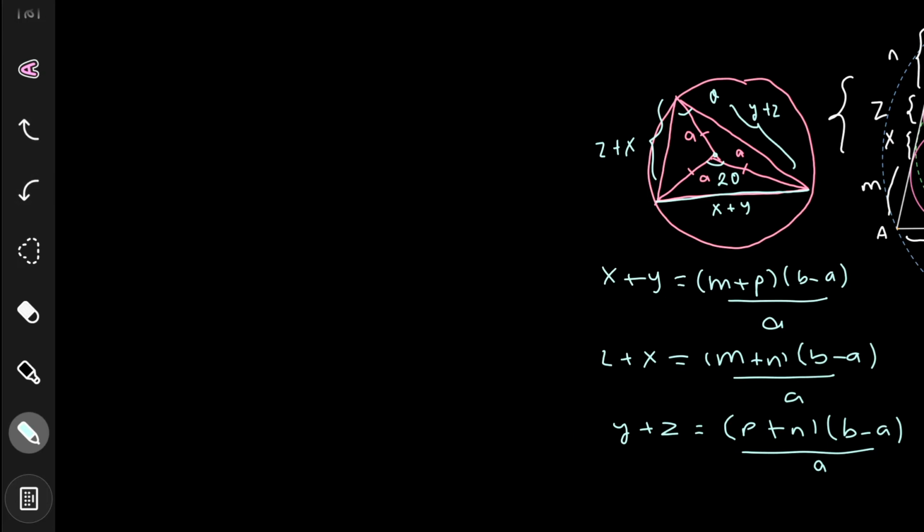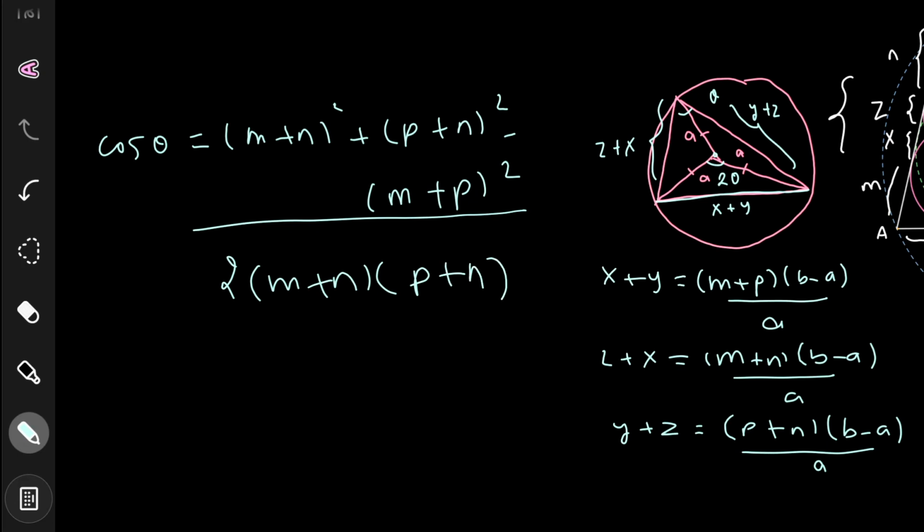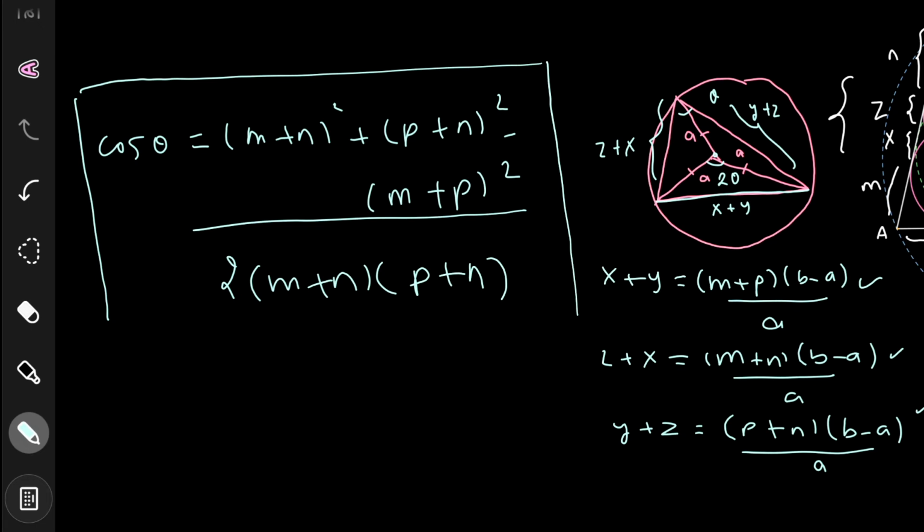So from that perspective the value of cos theta using the cosine rule would be equal to (m plus n) the complete square plus (p plus n) the complete square minus (m plus p) the complete square, and this thing divided by 2 times (m plus n) multiplied with (p plus n). You might be thinking where this (b minus a) upon a has gone. (b minus a) upon a was present in all these three terms. So when you do it perfectly, you can see that it will get cancelled out from the numerator and the denominator. So here we have got the value of cos theta in this triangle. Keep this thing as it is.